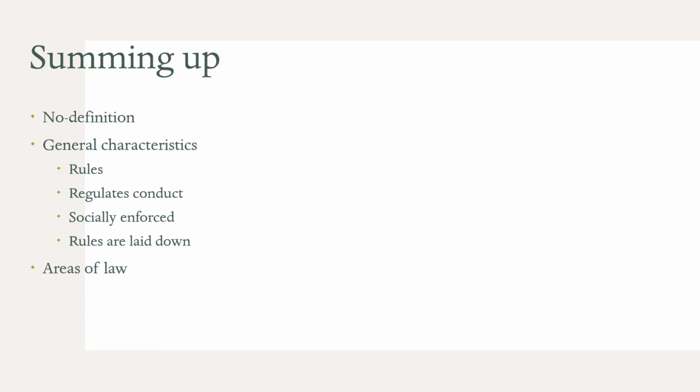So for this final slide, I will just sum up what we said. We said that there is no definition of law. Of course, people have their definitions, but there's not one that I can tell you is orthodox and 100% right. I will ask you to think why that may be. There are also general characteristics of law that we can define a little bit more surely, granted that these general characteristics are not exceptionless, they are general, not absolute. These include the fact that law is made of rules, that law regulates conduct, that law is socially enforced, and that law is about rules that have been laid down by some authority.